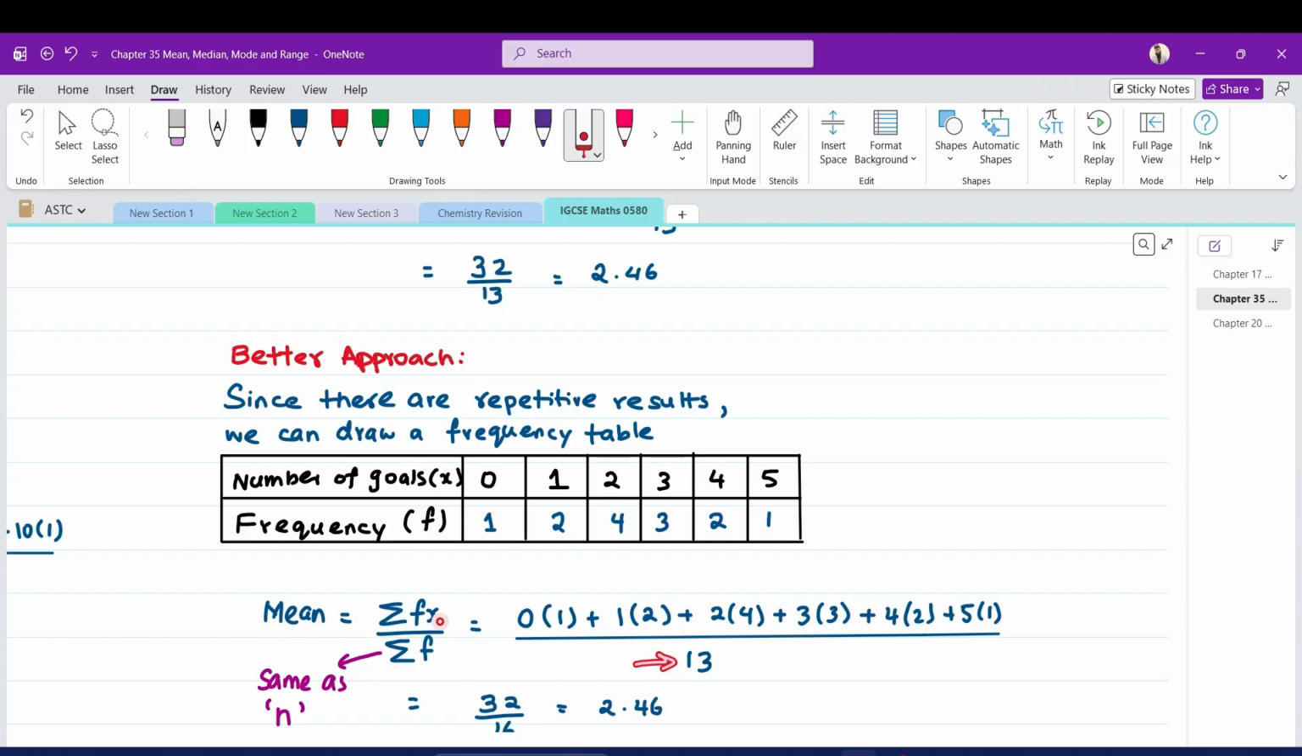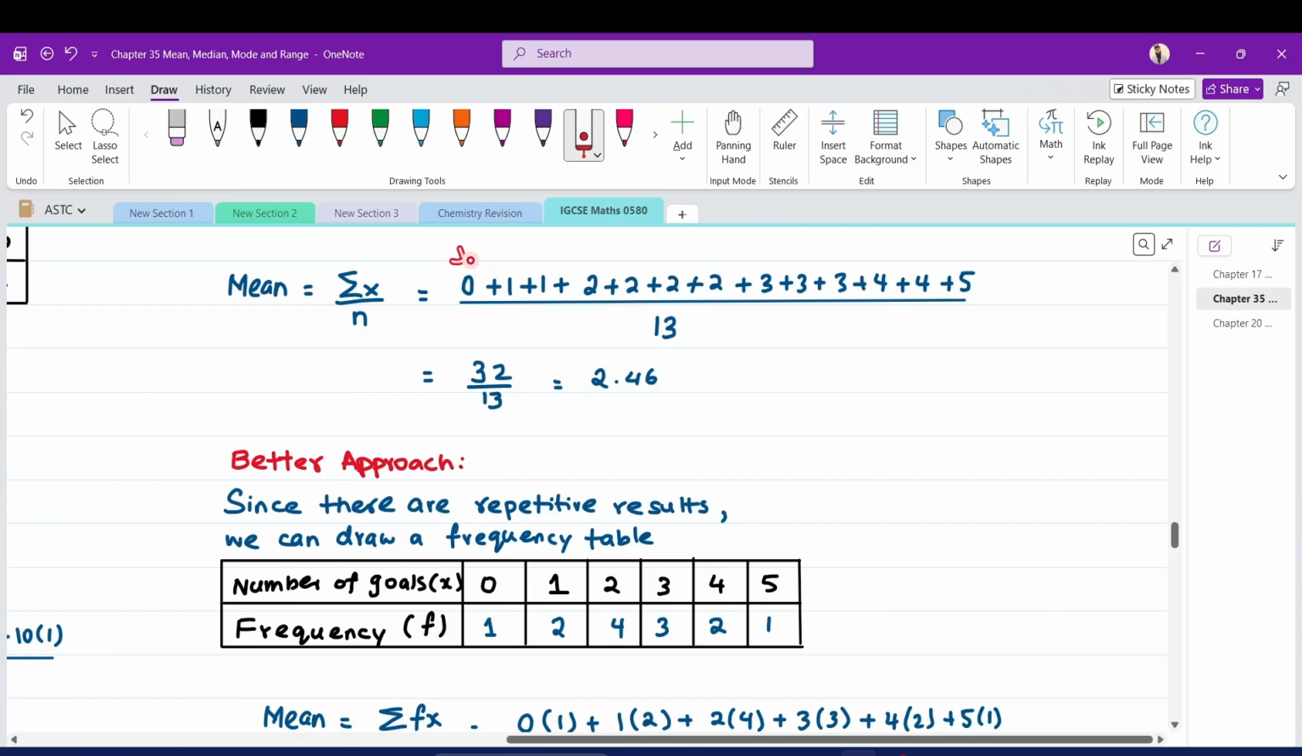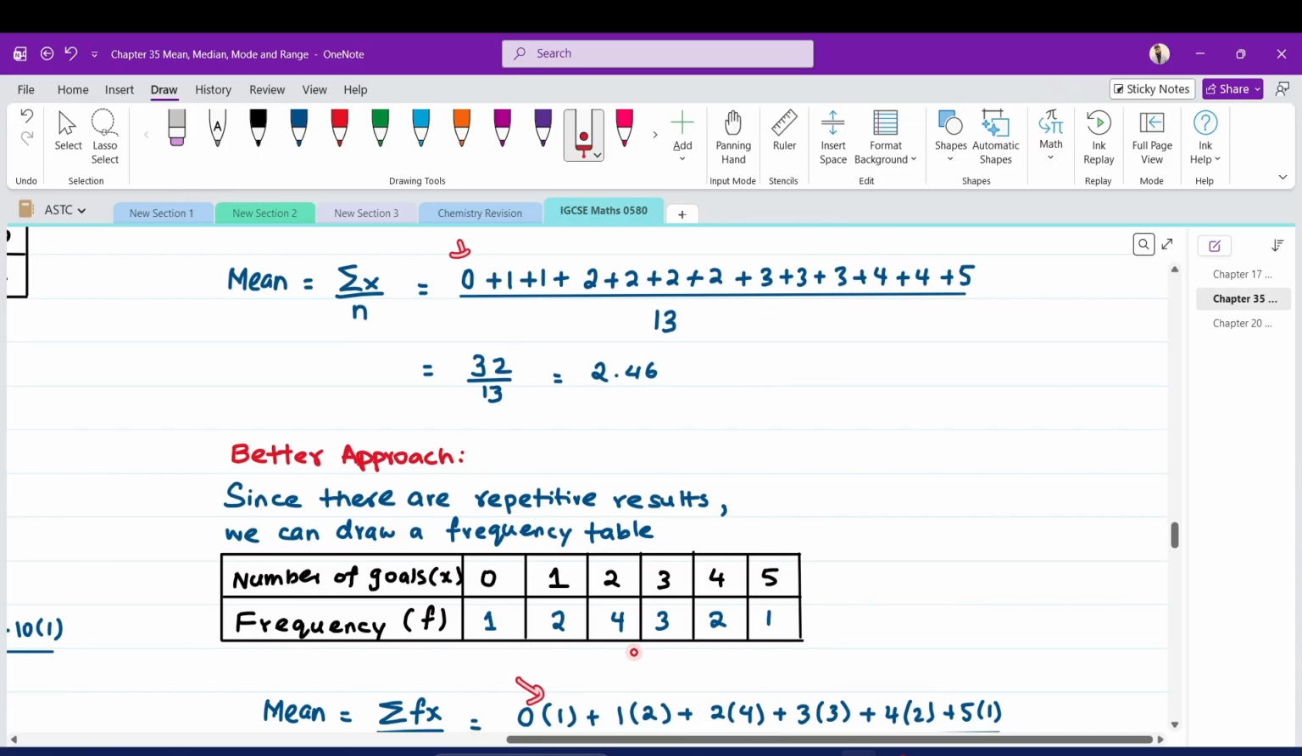Why am I saying that this is sigma f? Because if you add these values, that would give you 13. So this is the sum of f values. Now, sum of fx can be worked out in this manner. For example, 0 occurs one time, so 0 times 1. 1 occurs two times, so 1 multiplied by 2. 2 occurs four times, so that covers this part. Then 3 times 3 covers this part. Then 4 times 2 covers this part. And then 5 times 1 covers this part.